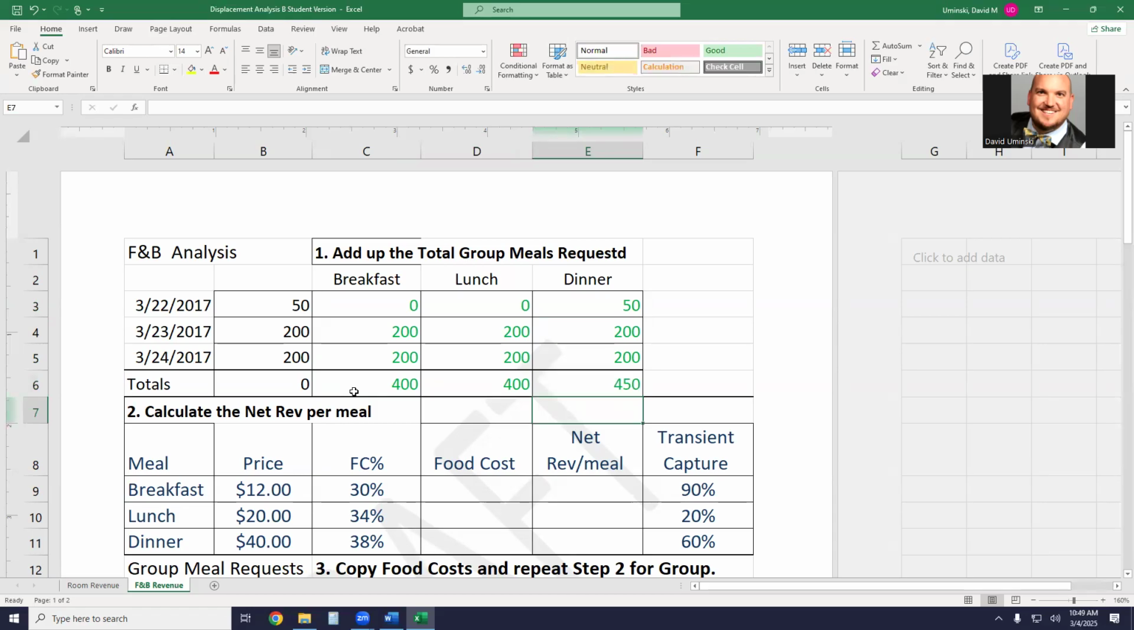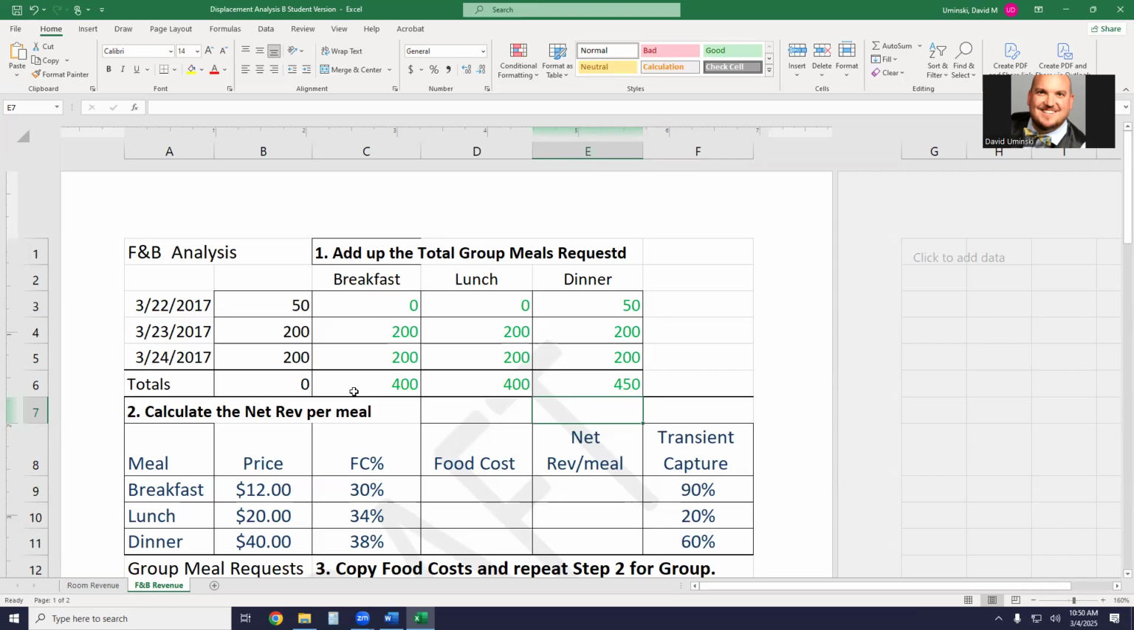Now the group does not always have breakfast, lunch, and dinner at the hotel. It may depend on the group's overall budget. They may not provide dinner, or every meal for all of their attendees. Sometimes you go to a conference and you have to go find dinner for yourself.